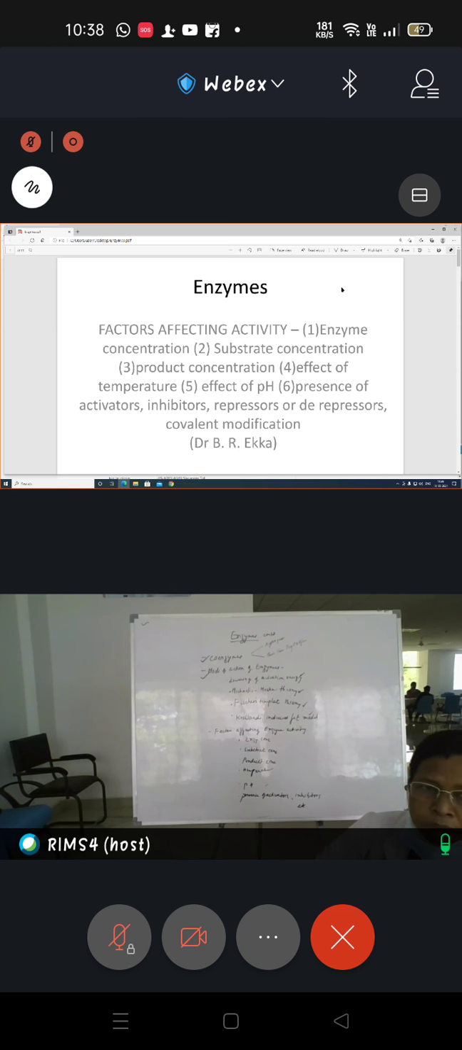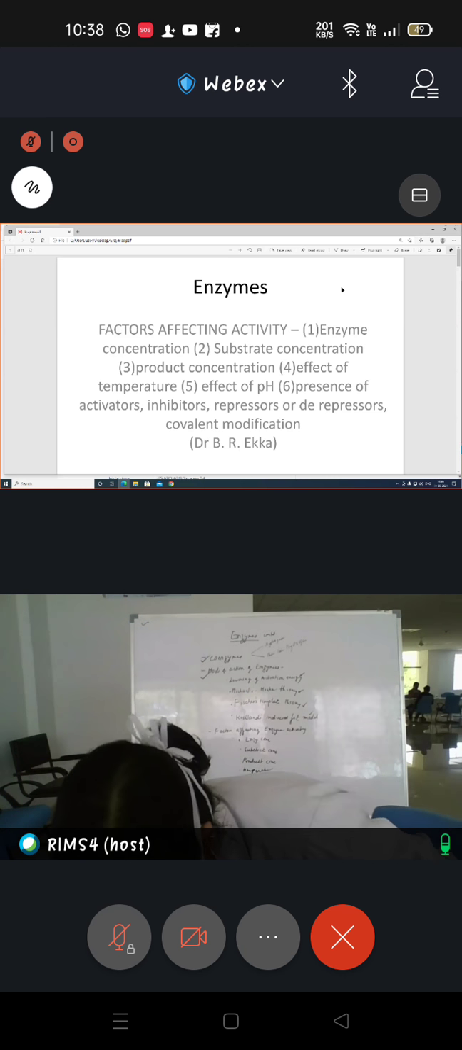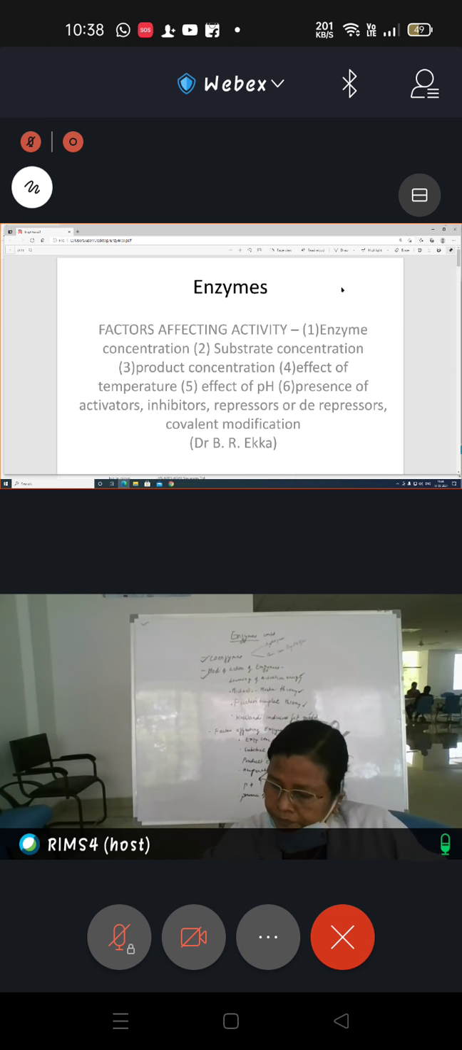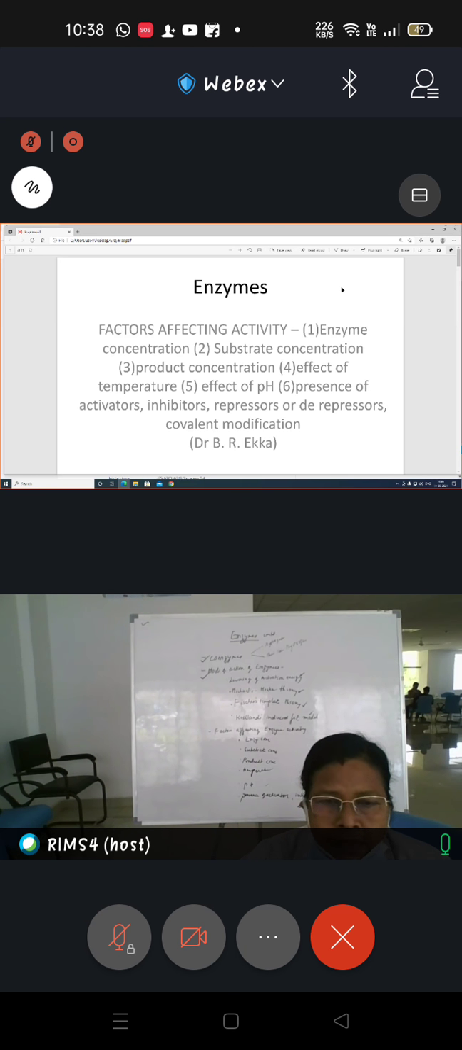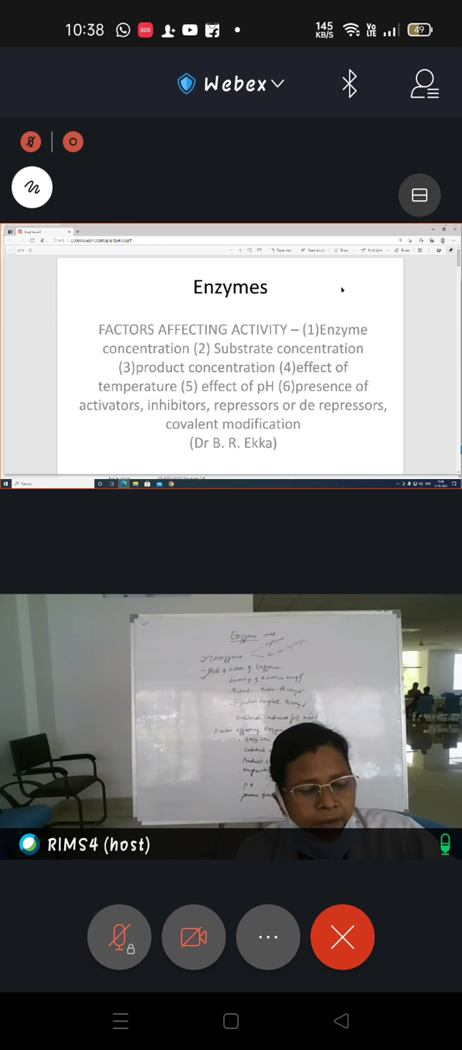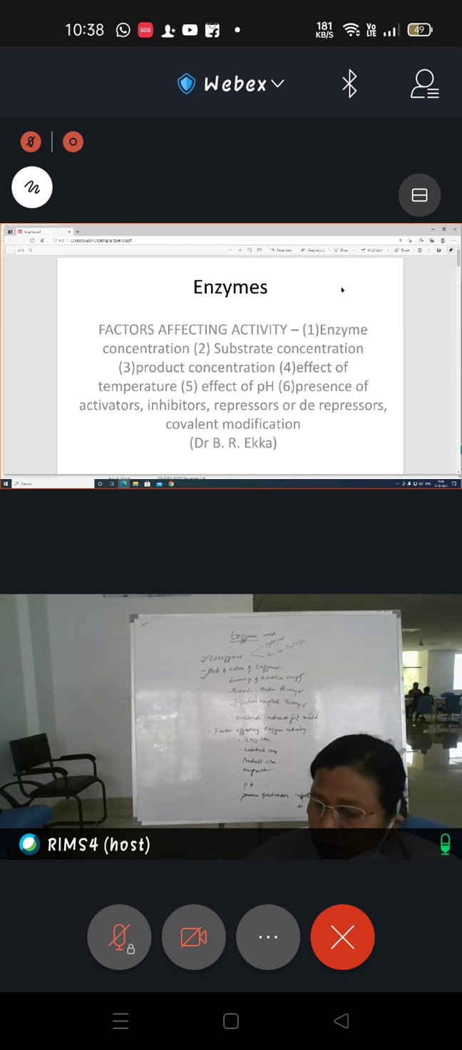So coming to each one by one, factors affecting the enzyme activity. So we have the enzyme concentration, the substrate concentration, the product concentration. Then we have the effect of the pH, the temperature, and the presence of activators, inhibitors, etc.